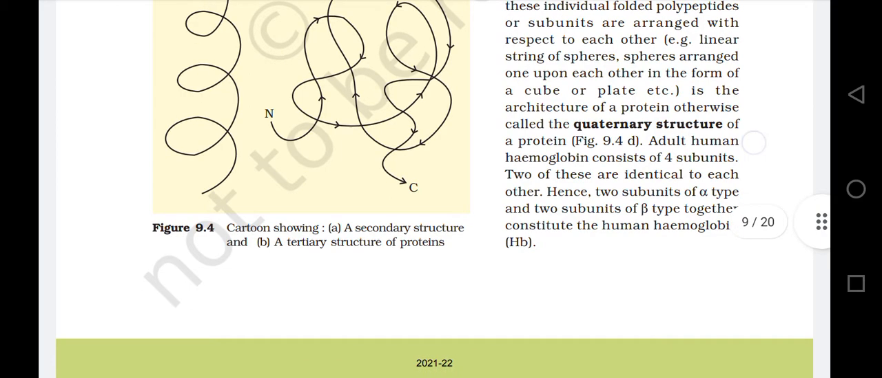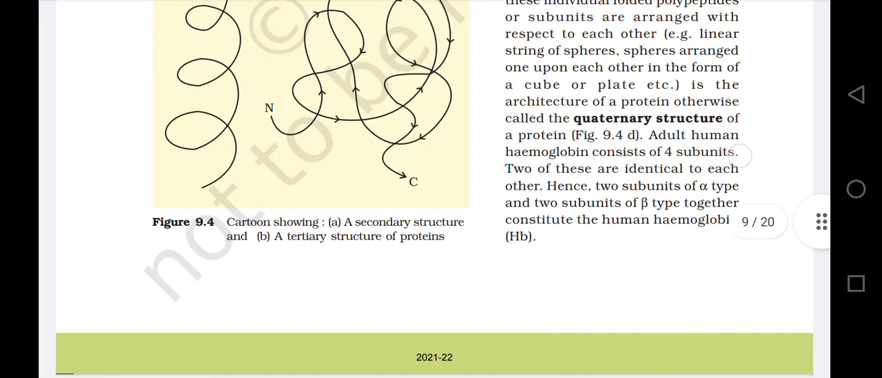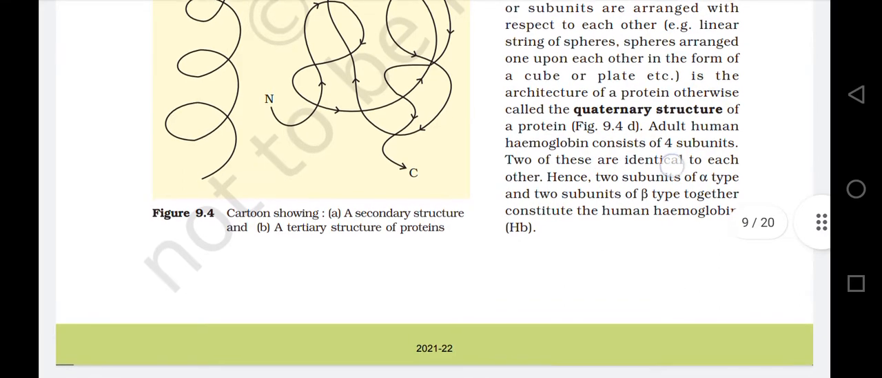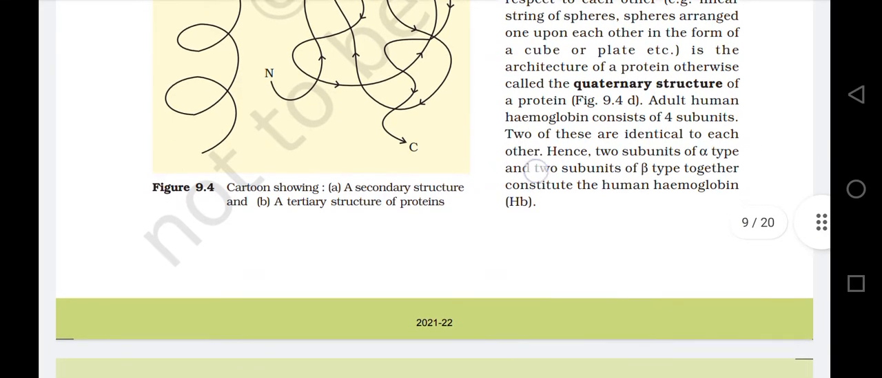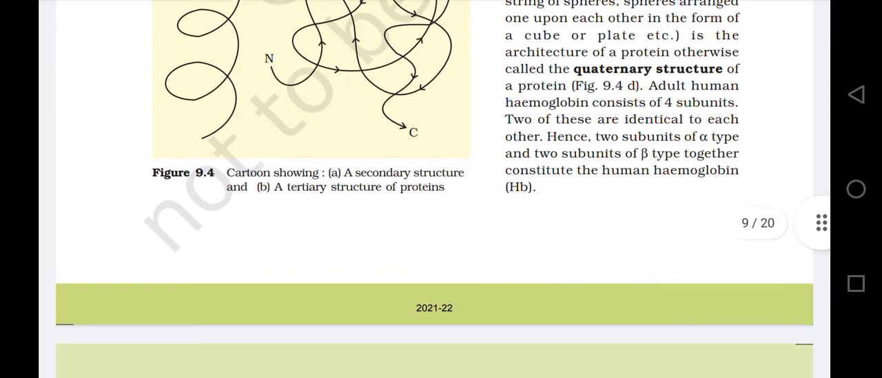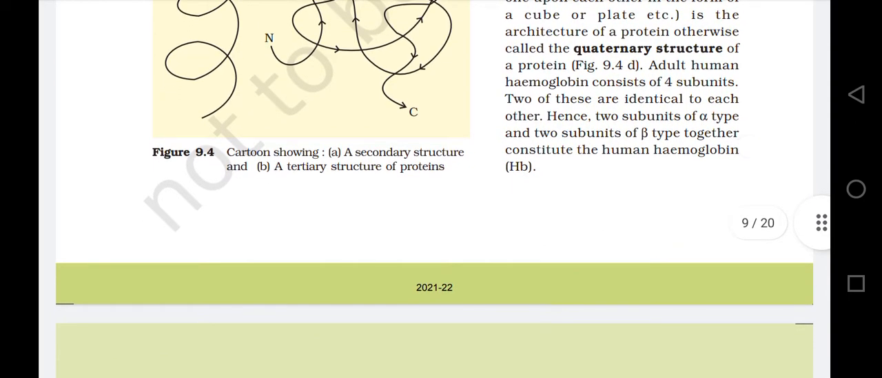Adult human hemoglobin consists of four subunits. Two of these are identical to each other. Hence, two subunits of alpha type and two subunits of beta type together constitute the human hemoglobin, Hb.